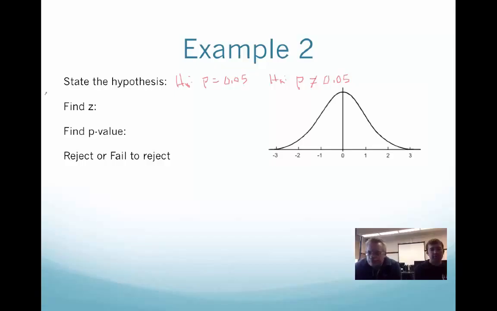So first we need our standard deviation. It'll be the square root of 0.05 times 0.95, all over 200 this time. It'd be 0.0154. Actually, 0.0154. I recommend keeping a few digits here because we're going to divide by this number.